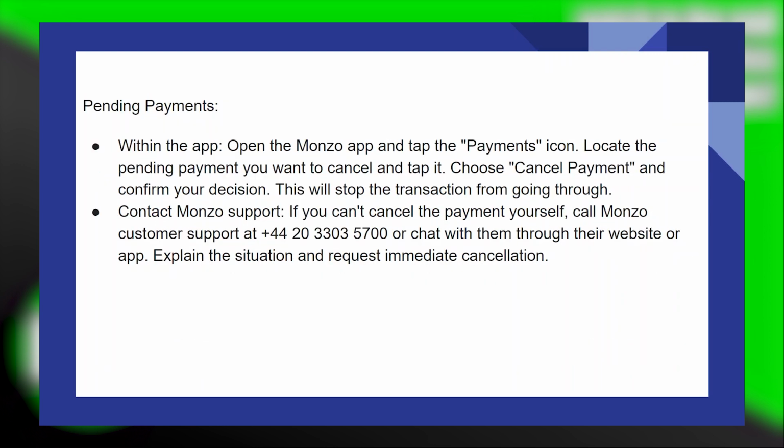Now open the Monzo app and tap the payments icon. Locate the pending payment you want to cancel and tap on it. Choose cancel payment and confirm your decision. This will stop the transaction from going through.